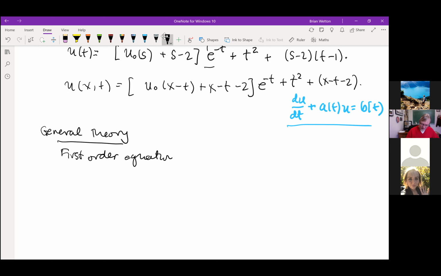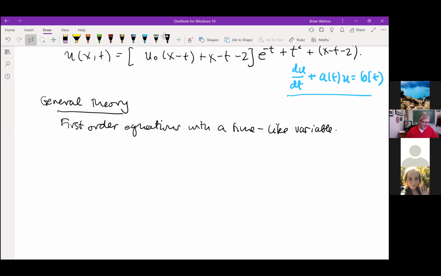And why are these first order equations? Because they've only got one derivative, one time derivative, one space derivative. Our previous parabolic equations had one time derivative but higher derivatives in space, and the elliptic equation always had second derivatives in space with no time. So here I'm talking about first order equations with a time-like variable. Just because I call it t doesn't mean it actually has to be time, but it has to have behavior like that.